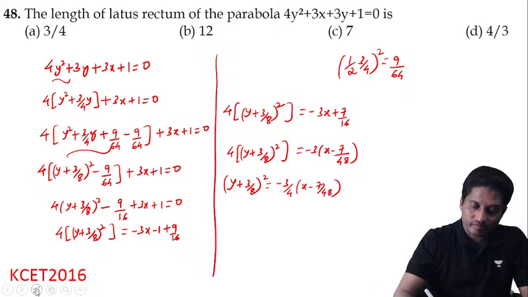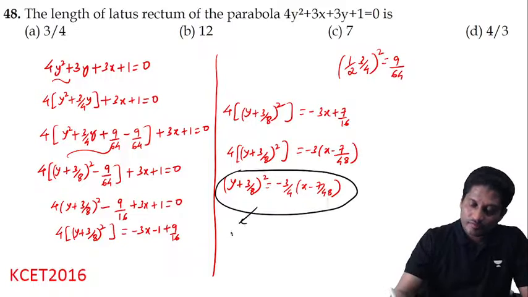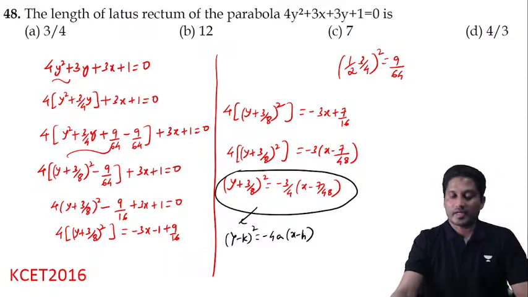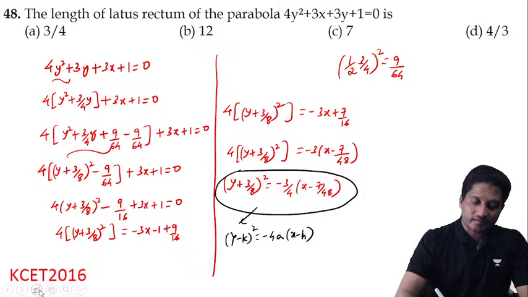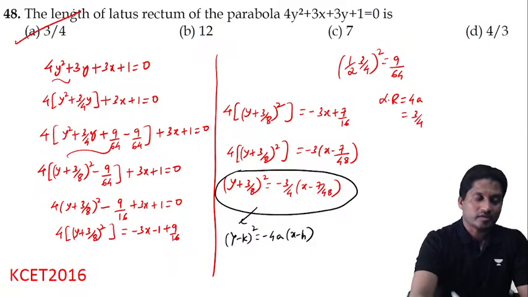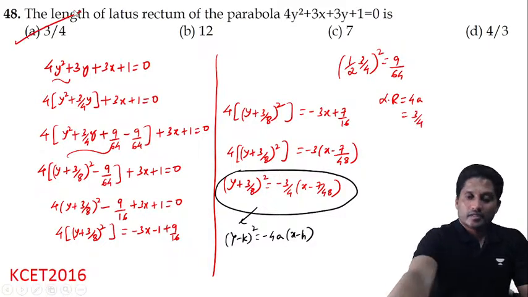So this is of the form y minus k the whole square equal to minus 4a into x minus h, a transformed downward parabola. Length of the latus rectum is 4a. In place of 4a, I have 3 by 4. So the latus rectum is 3 by 4, which is the option. Let's move to the next question.